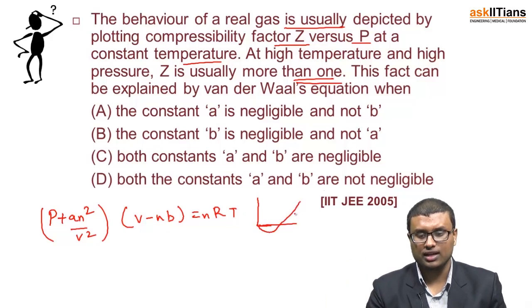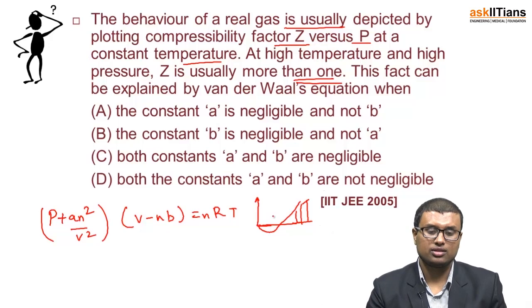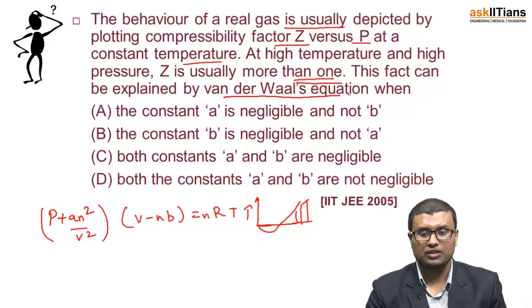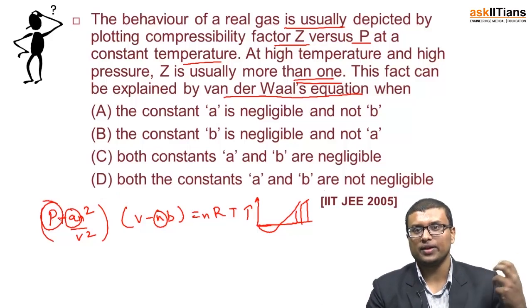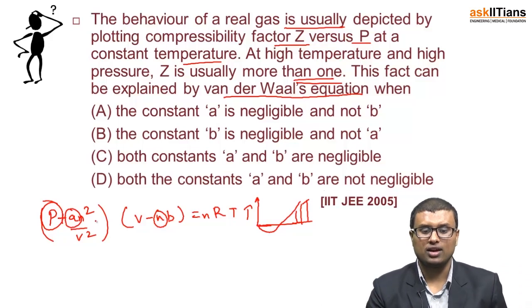We have seen, for example, consider one gas like this. At higher pressure, the pressure is increasing and Z value is increasing. So we have to use the van der Waals equation to explain what is happening, and here you can see the options depend on the constants. So now what is happening at higher pressures? P is increasing, P is very high.